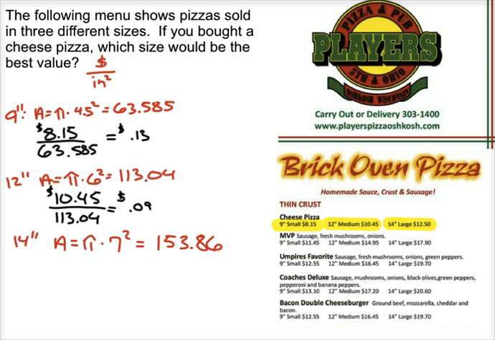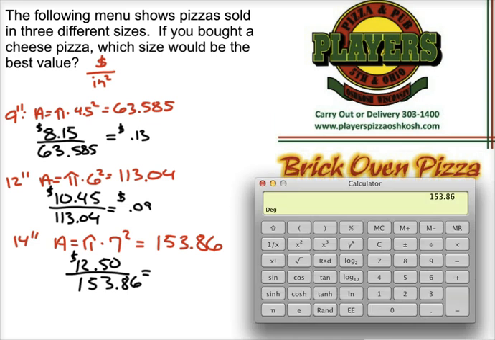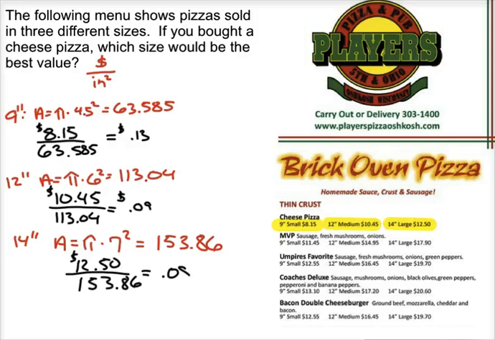Now to figure out the cost. The price of a 14-inch pizza is $12.50. I'm going to divide it by the area of 153.86. So $12.50 divided by 153.86, rounding it off to our nearest penny again, is going to give me 8 cents. So looking for the best buy out of the group, the best buy is going to be the 14-inch pizza at 8 cents per square inch.